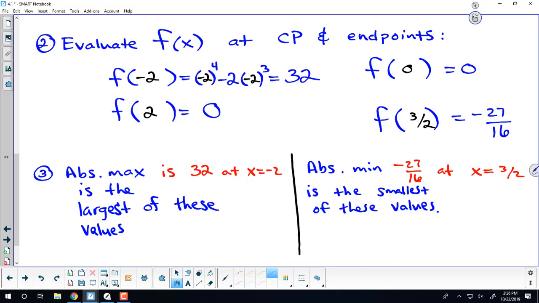All right, so that's the process to find absolute maximums and minimums. Does anyone have any questions on that?